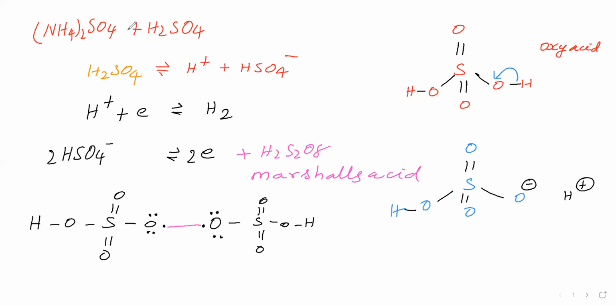This ammonium sulfate and sulfuric acid we have taken, both will combine to give what? Both combine to give ammonium bisulfate. How is this ammonium bisulfate produced?